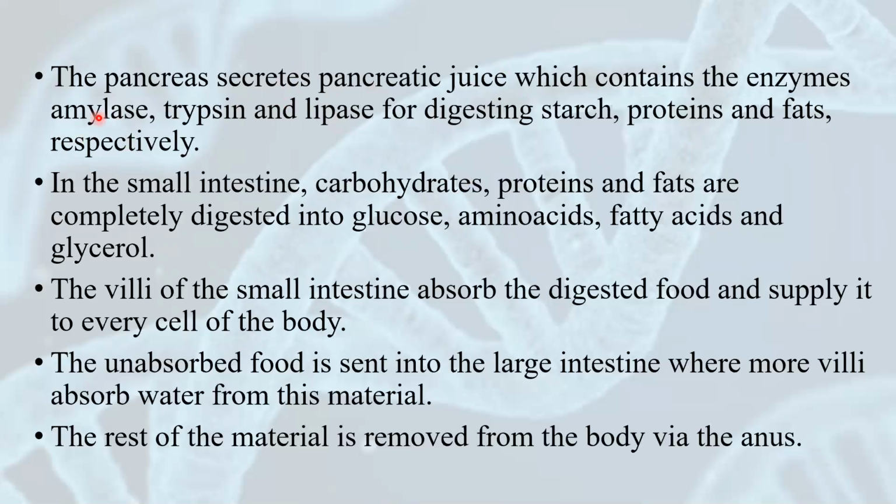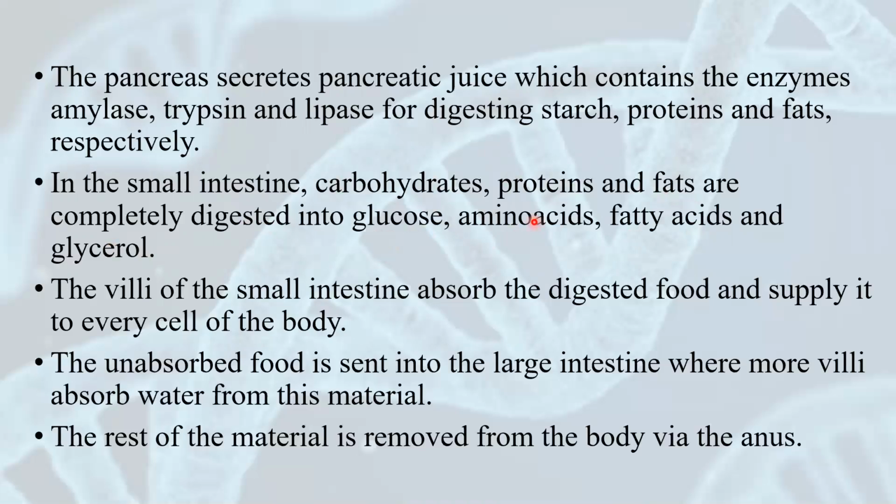Amylase enzyme was secreted in the mouth. Now it is again secreted from the pancreas. Amylase is responsible for digesting starch. Trypsin is required for digesting the proteins and lipase is required for digesting the fats. In small intestine, carbohydrates, proteins and fats are completely digested. Carbohydrates are converted into glucose, proteins are converted into amino acids and fats are converted into fatty acids and glycerol.